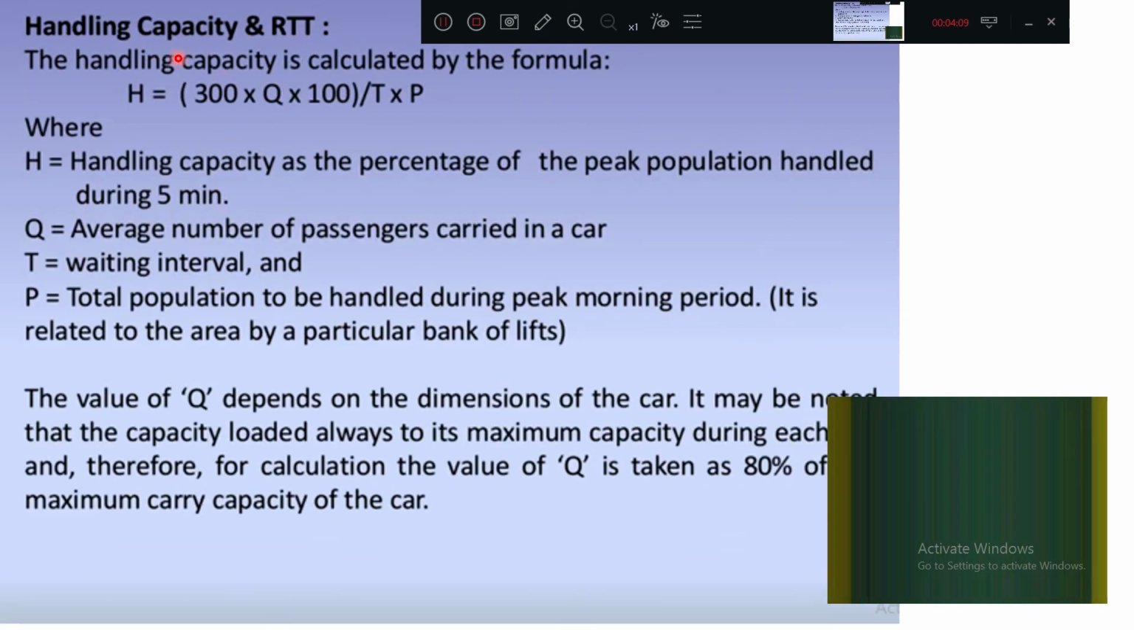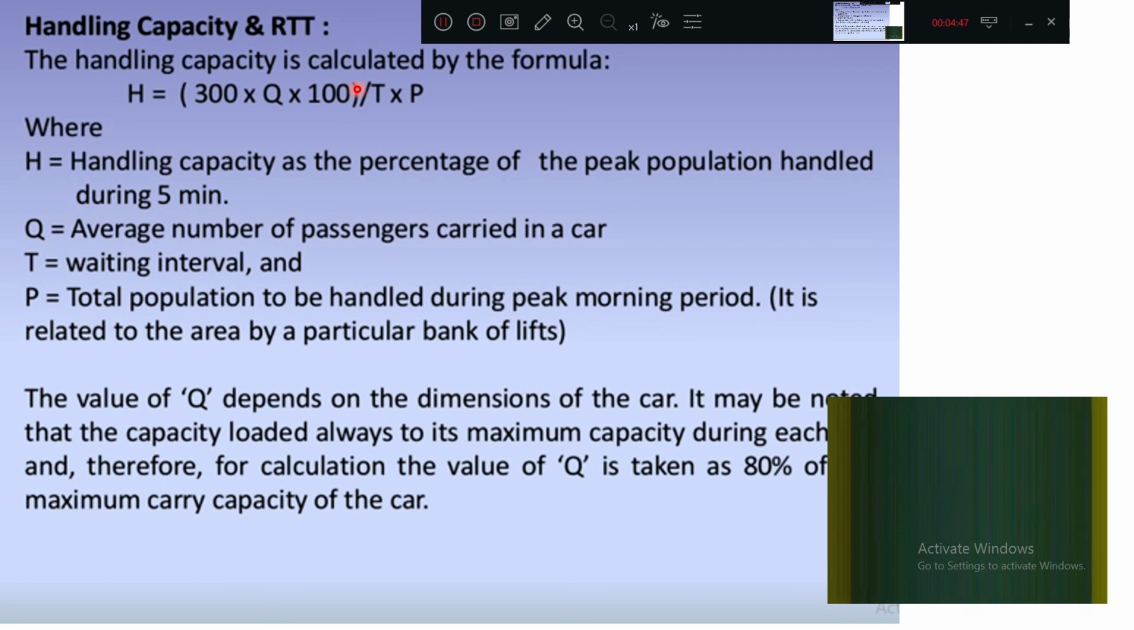So very important terms, handling capacity and RTT. Okay, handling capacity is calculated by the formula. What is that? H equal to 300 into Q into 100 divided by T into P. What is H? Handling capacity. That is what we have understood as the percentage of peak population. Okay, how much it can handle for the peak population. 80 people are there, what percentage it can handle during the 5 minutes. Q is average number of passengers carried in the car, 8%, 10%, like that.